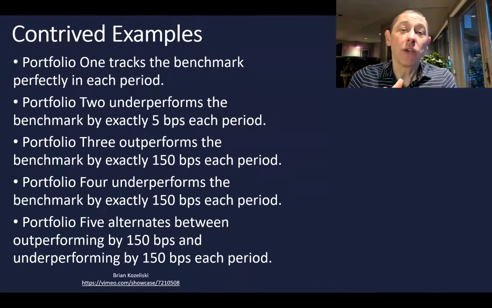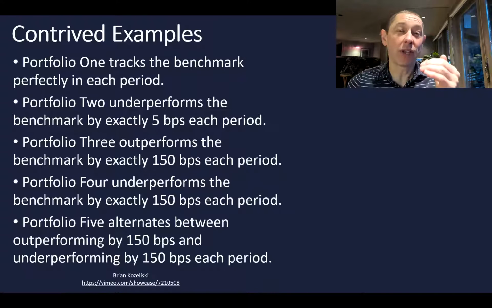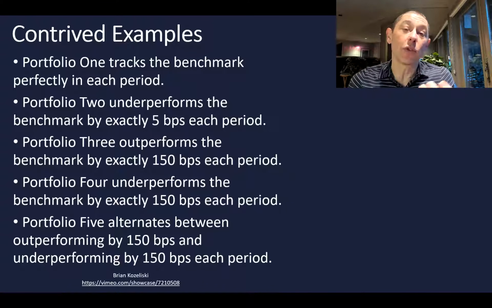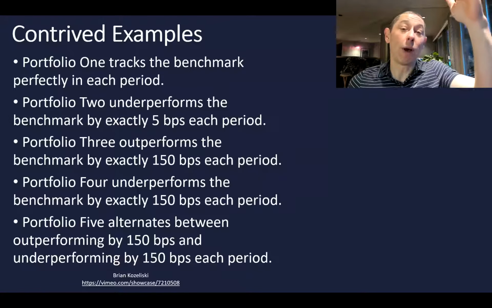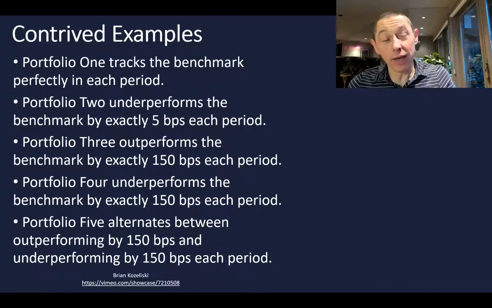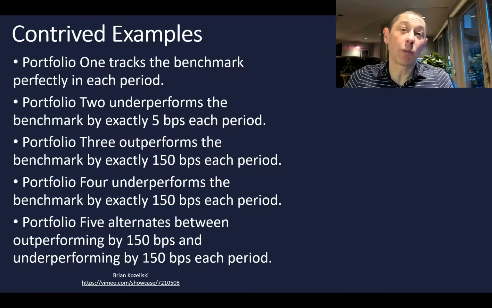Now, to understand the differences between these two calculations, I've contrived some examples here. We're going to look at five different portfolios. One matches the benchmark perfectly period after period, has 0% differences in return. One underperforms by exactly 5 basis points, so this would be like an index fund. Those 5 basis points would account for fees and transaction costs. We're going to have a portfolio that every single period outperforms the benchmark by 150 basis points, one that underperforms every period by 150 basis points, and then finally a portfolio that outperforms one period by 150, then underperforms by 150, outperforms, and it just goes back and forth, up and down. So this gives us some sense of deviation in the returns for five different portfolios.